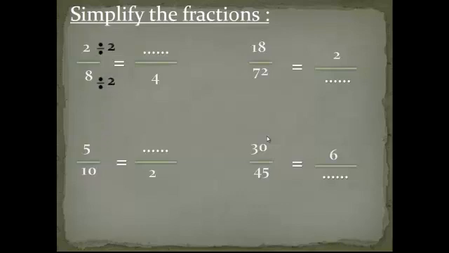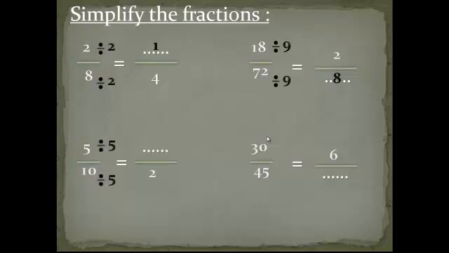The second one we have 18 over 72 equals 2 over what? 18 becomes 2, becomes smaller. This means we divide. Okay, 18 divided by what equals 2? 18 divided by 9. So we are going to divide by 9 up and by 9 down. 72 divided by 9 is 8. 5 over 10 equals space over 2. 10 becomes 2, becomes smaller. This means we are going to divide. 10 divided by what equals 2? 10 divided by 5. So we are going to divide up by 5 and down by 5. 5 divided by 5 is 1.